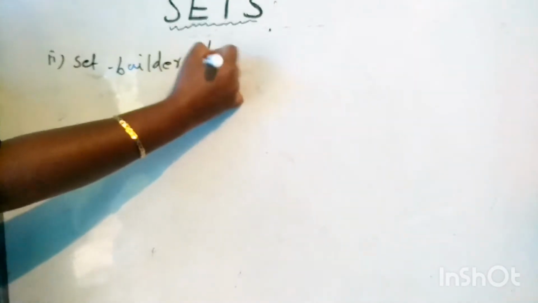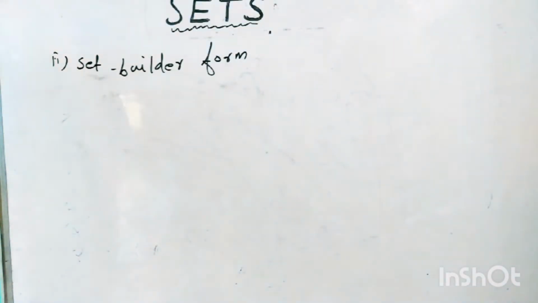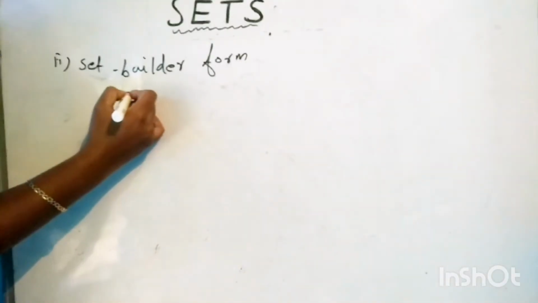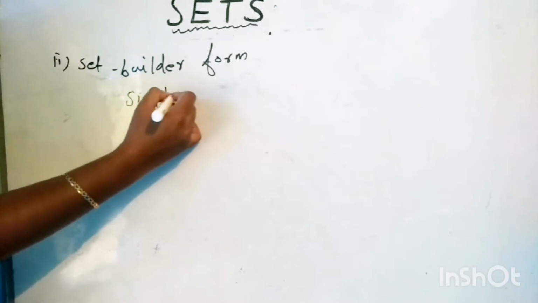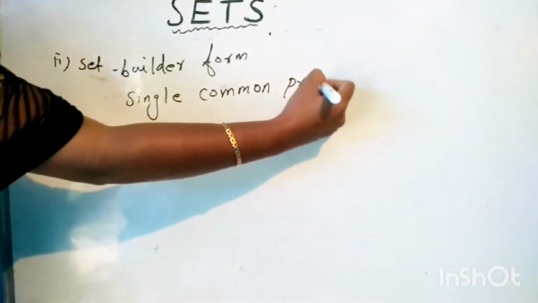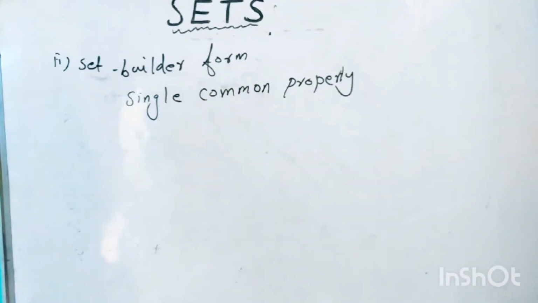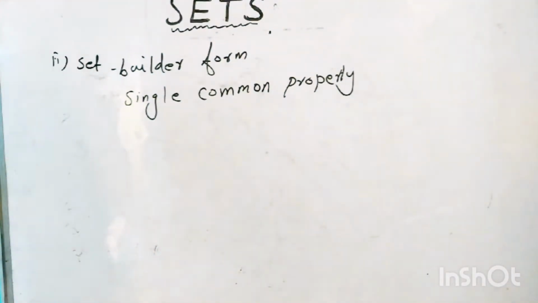In set builder form, all the elements of a set possess a single common property which is not possessed by any element outside the set. We find out that single common property, and here we write only the property.